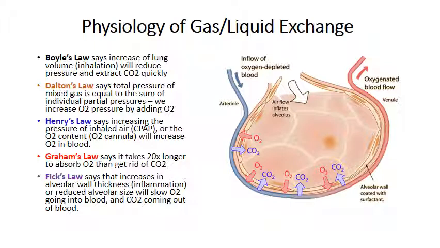And the reason I bring this up is that we've all heard of COVID-19, and one of the things that it does is it increases inflammation, which increases the film between the gas and the blood, and it also attacks the surfactant. So that's an important example of how the physics gets affected by the pathophysiology.